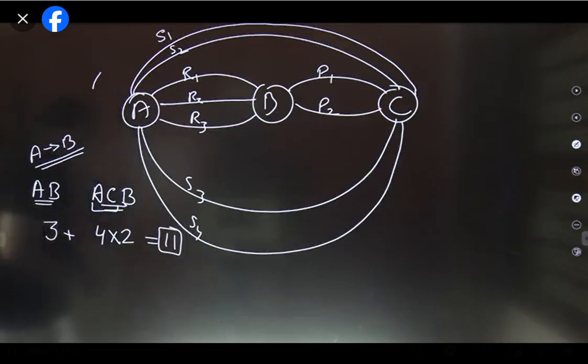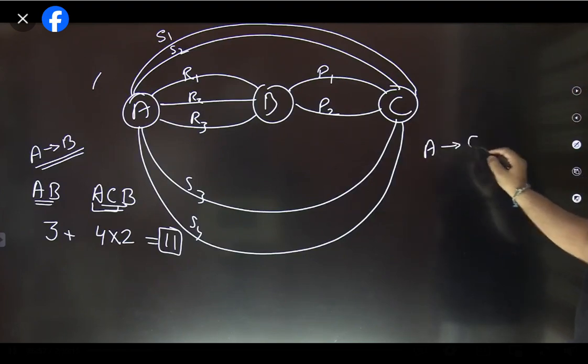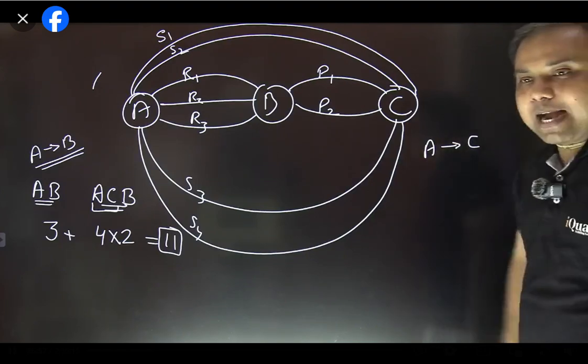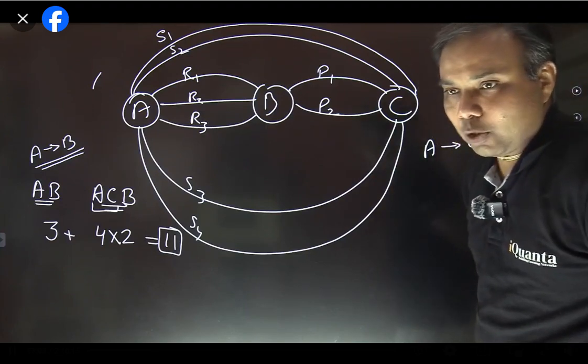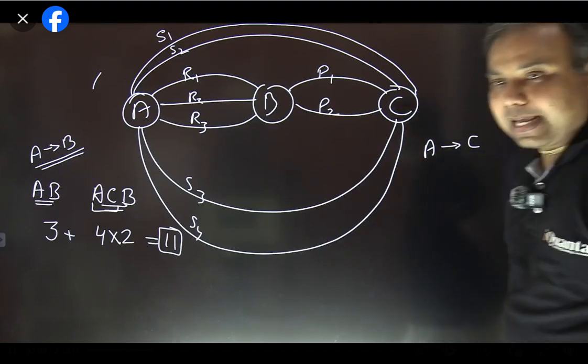Fine. Let's move further now. In the same diagram, please calculate and tell me how many ways are there to go from A to C. Total, how many ways are there to go from A to C? Please do it fast now.